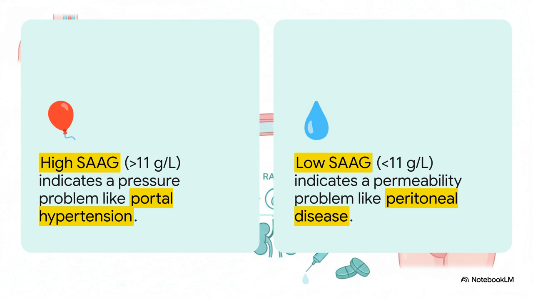It's a pressure problem. On the flip side, a low SAAG, so less than 11 grams per liter, tells us the gradient is small. Why? Because albumin is actively leaking out of the capillaries and into the belly right along with the water. The capillary wall is damaged. So a low SAAG usually points straight to peritoneal disease, like inflammation or malignancy. Fundamentally, it's a permeability problem.